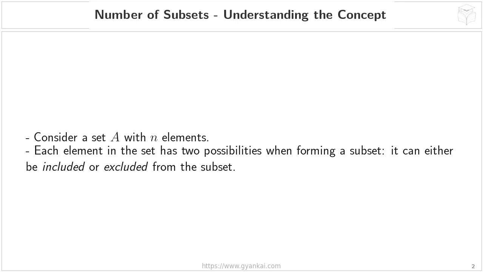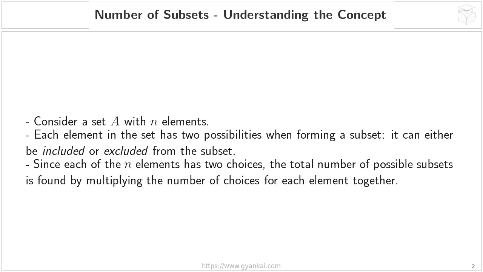Let's consider a set, and we'll call it A, that contains n elements. Now, when we're building a subset, think about each individual element within that set A. For each element, we have a decision to make. Do we include it in our new subset, or do we exclude it? That's it, just two possibilities for each element. So, if we have n elements, and each element has two choices, include or exclude, to figure out the total number of possible subsets, we multiply the number of choices together for each element. That means we're multiplying 2 by itself n times.